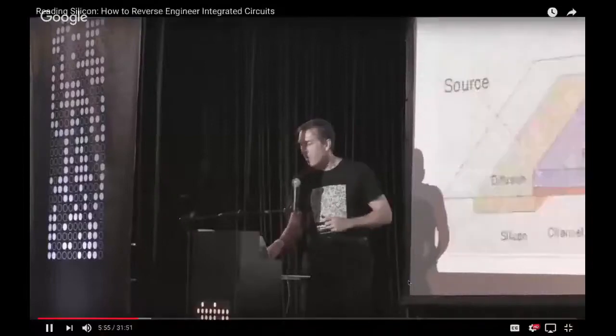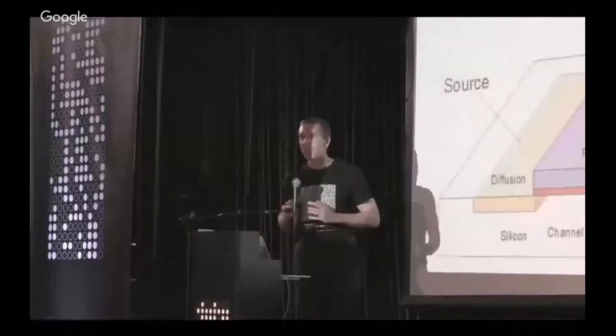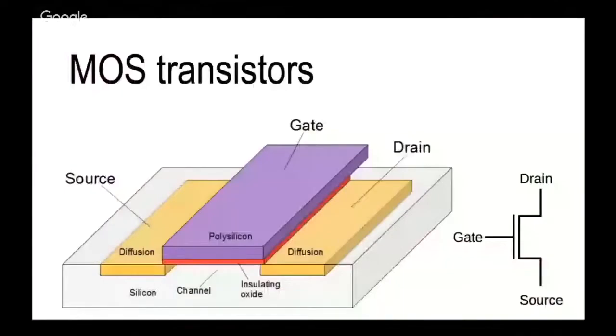So I'll give you the quick description of MOS transistors. For our purposes, we can consider it basically a switch. When the gate is on, we'll connect the source and drain. When the gate is off, they're disconnected.